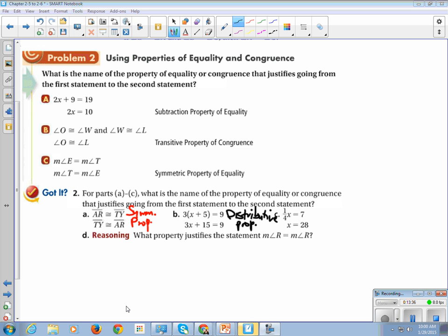All right, so if I have 1/4 x equals 7, and I bump that down to x equals 28, what property did I use to go from the first one to the second one? Multiplication property. We multiply both sides by 4.